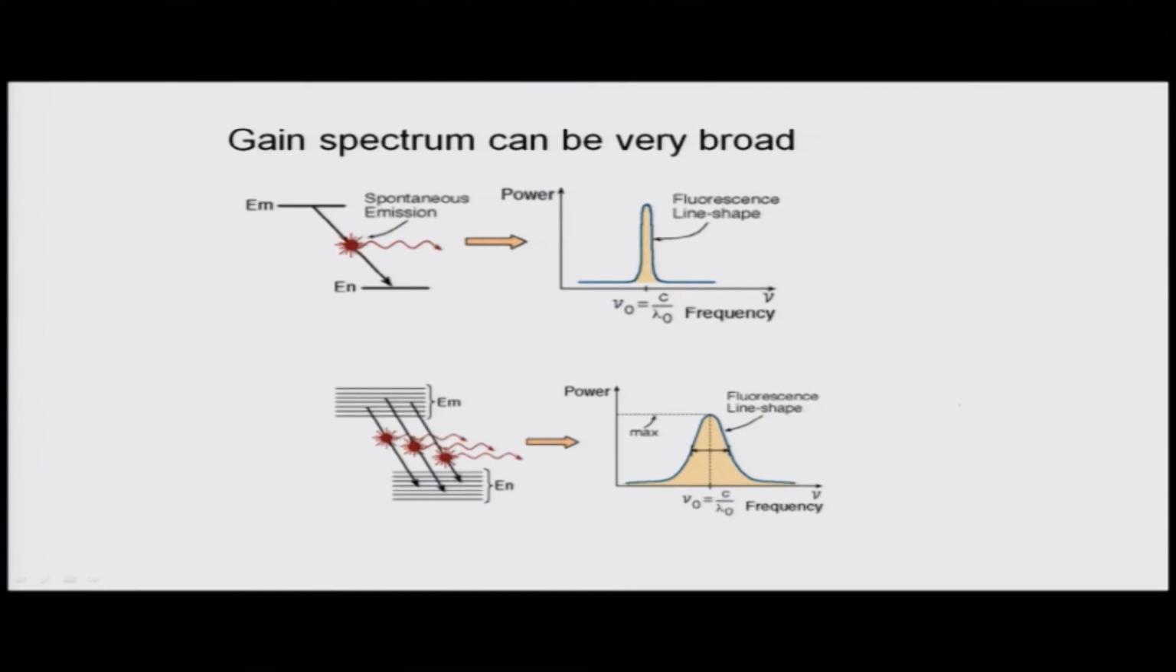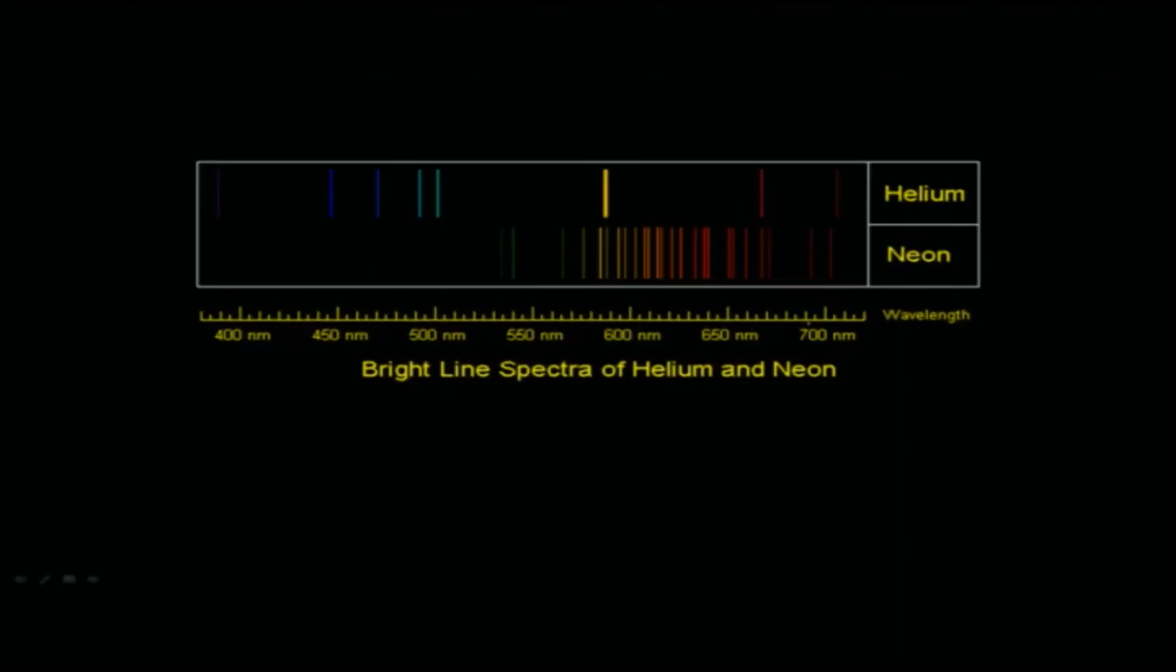There are some other very important issues also: the gain spectrum can become very broad. The line shapes that we are looking at now are due to many photons coming out which are being amplified, and the fluorescence line shapes can get broader due to the Doppler broadening and other processes which can happen because of multiple photons coming out at the same time, and that has its advantages as well as disadvantages.